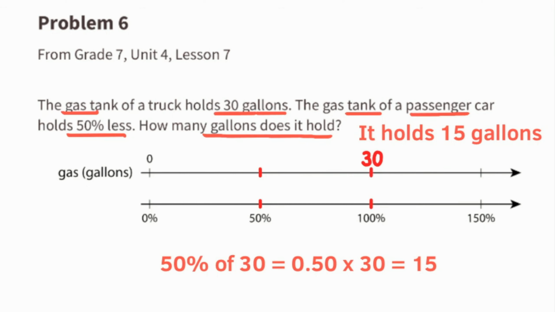Well, we know that halfway between 0% and 100% is 50%. So to find 50% of 30, we need to find the number that's halfway between 0 and 30. That would be 15. So above 50%, we can put a 15. This tells us that the passenger car's gas tank holds 15 gallons of gas.